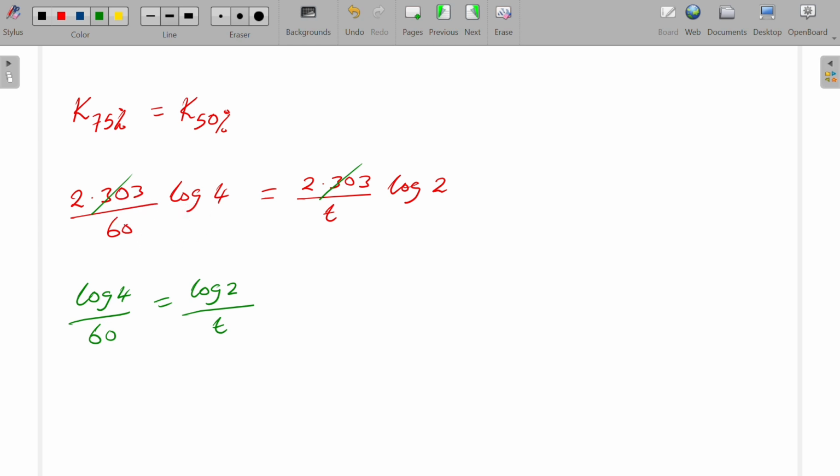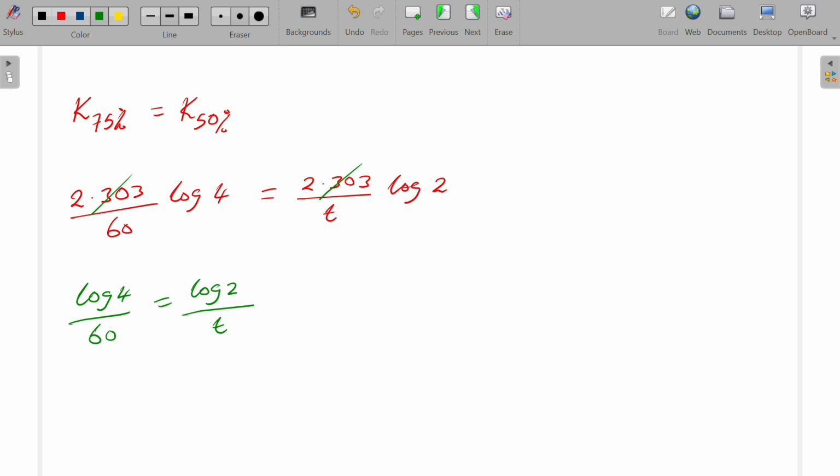Now, you are at liberty to do mathematics here. You can start by saying 2.303 divided by 60, then multiplied by log 4. You find your value here. Then you just say 2.303 multiplied by log 2. You find the value, cross multiply, and you're still going to find the same answer I'm going to find here. I've chosen to go through the usage of the logarithm process here.